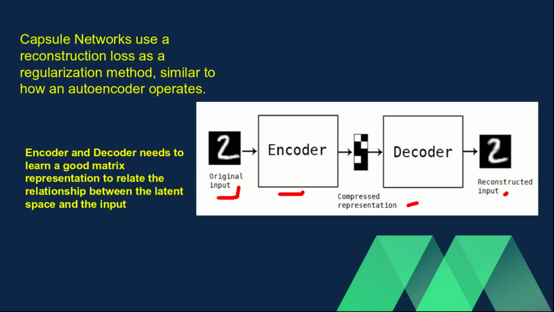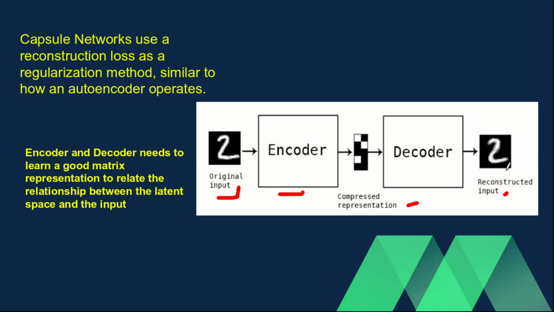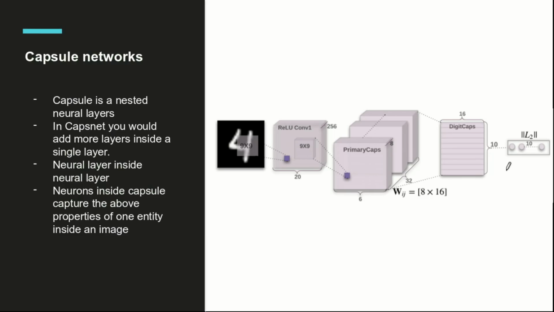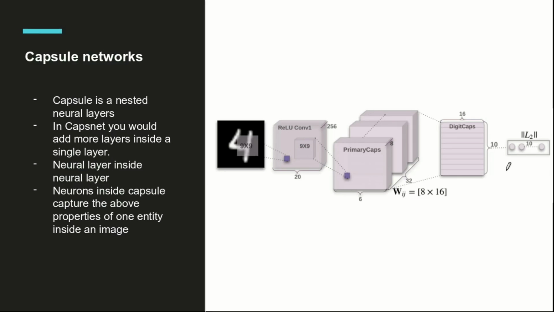Squashing is nonlinearity. So this over here, which we are going to get back to in a couple of minutes, is a squashing function. So squashing is a nonlinearity. So instead of adding squashing to each layer, like how you do in convolutional neural networks, you add the squashing to a nested set of layers. These are the nested set of layers which we are talking about.